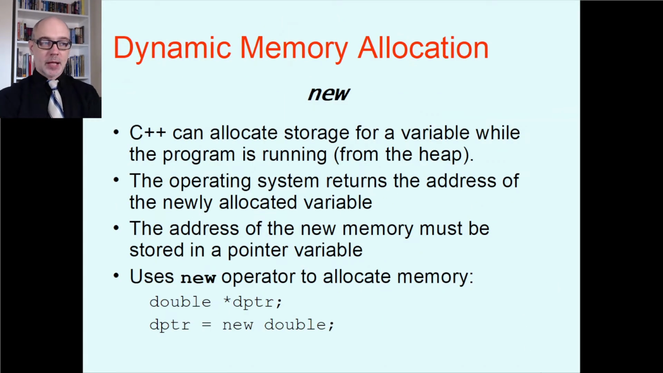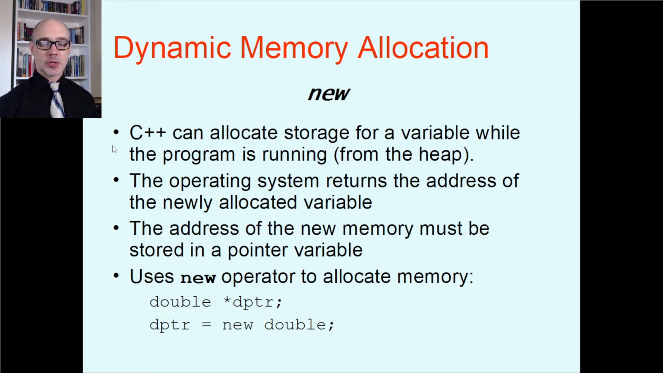Okay, so exactly how do you do that? The day that you need a larger block of memory, there is a keyword in C++, and that keyword is new, for a new block of memory for your program to use. So C++ can allocate storage for a variable or an array or some other kind of data structure while the program is running, from the heap.